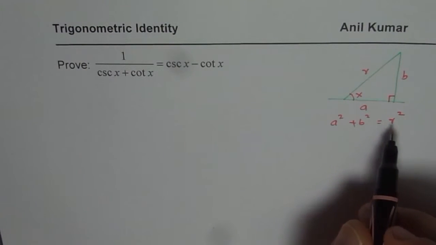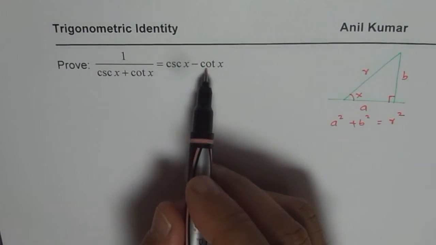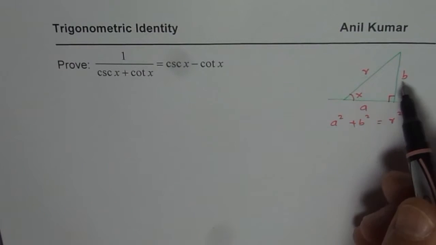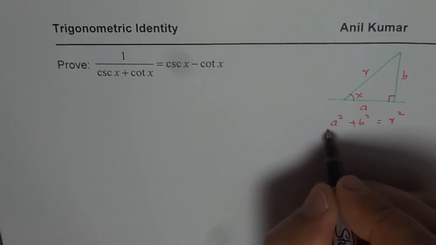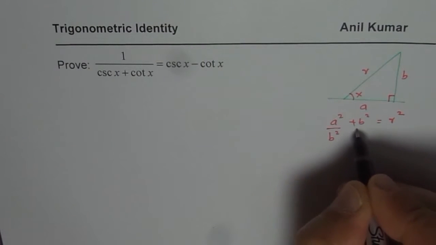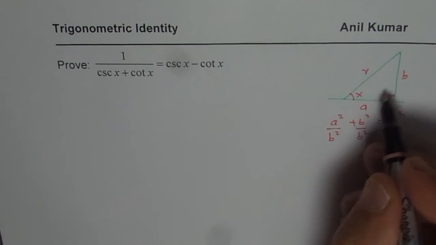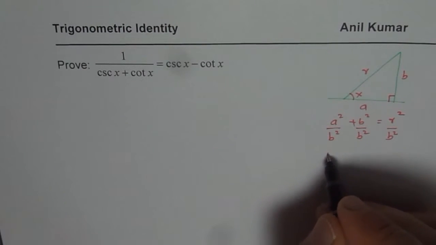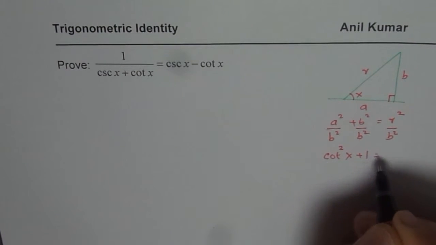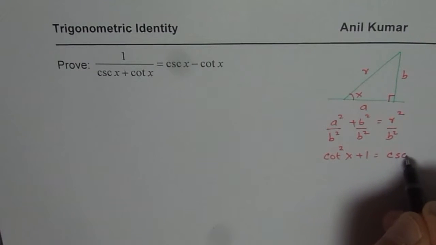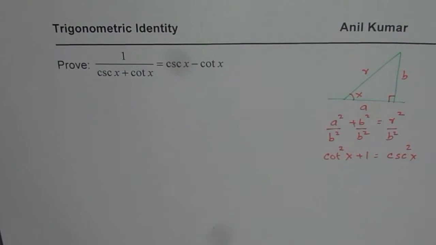We are looking for a relation between cosecant and cotangent. So cotangent is the ratio of these two sides, right? So it is a over b, right? So if we divide all these three terms by b square, what do we get? So a over b, as I said, is cotangent, so that is cotangent square x plus 1, and r over b is cosecant, so it is cosecant square x. So that is the relation between cotangent and cosecant.